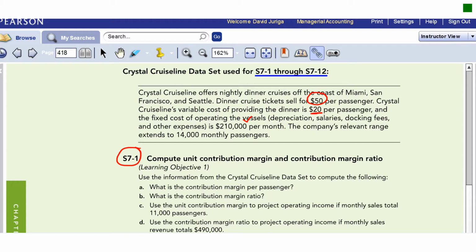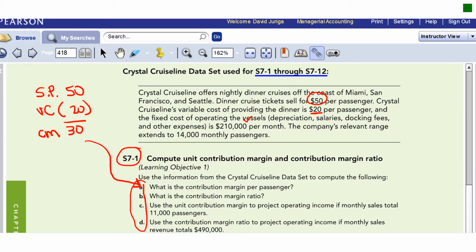So part one, we're going to get contribution margin per passenger. We're going to get the ratio, and then we're going to make some predictions. So there's 4 parts to this. All the answers are on the next slide, but let me give you the heads up on how to get them. So just remember your sales price of 50. You're going to subtract out your variable cost of 20. That's going to give you a contribution margin per unit of 30. That would be how you would get part A.